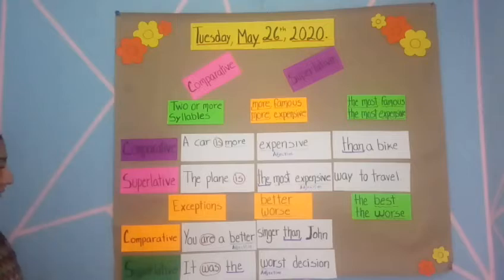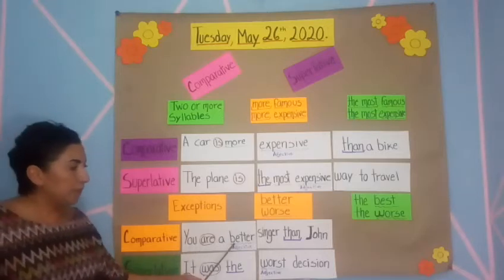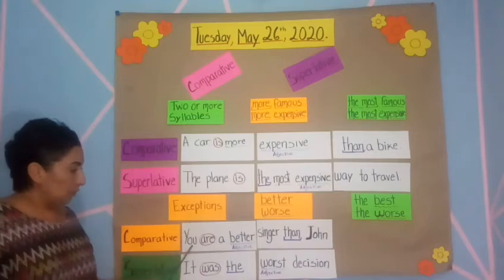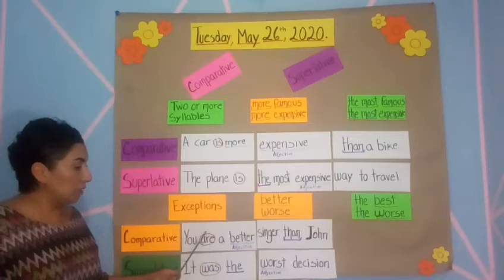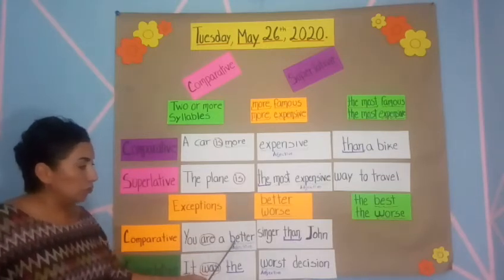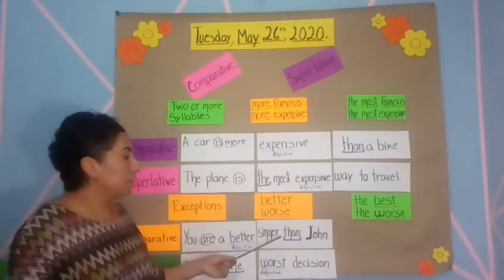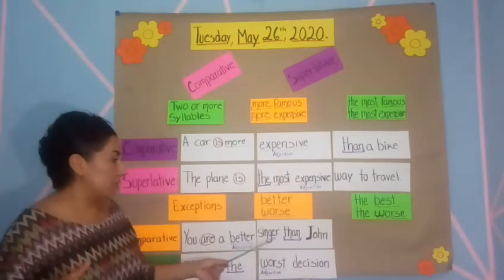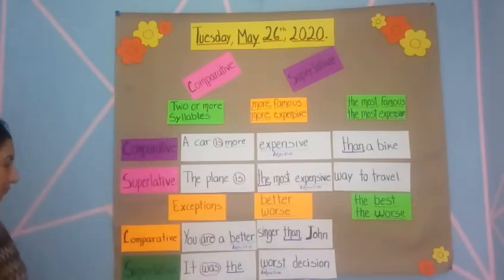We have two different examples, the comparative and the superlative form. The first one says, you are a better singer than John. In this case, you have "you," that is the noun. Then we have the verb to be in the present, "are," because I am talking about you. Later, we are going to use the adjective better. Remember, it's irregular. Then we use another complement, "than," which is very important in the comparative form. And last, we have the other noun.